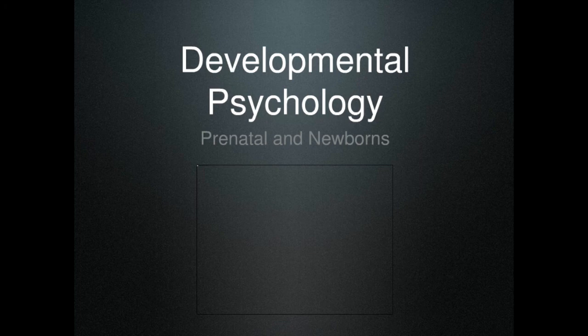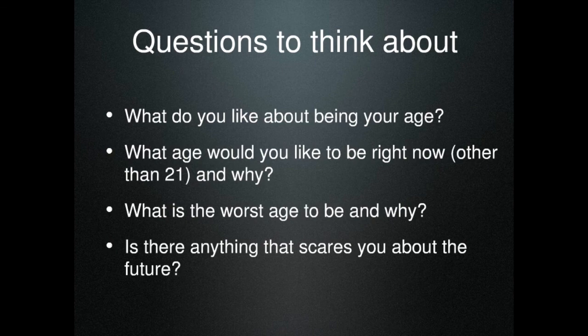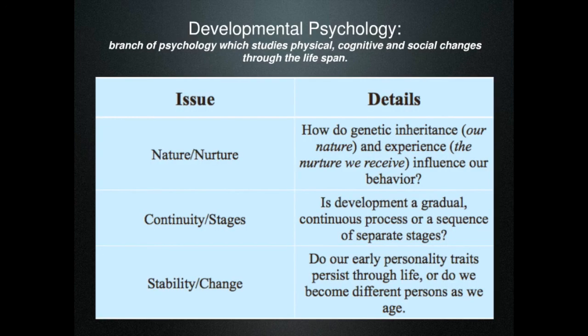All right, developmental psych. In the beginning of developmental psych, we talked about prenatals and newborns. I asked you these great questions: What do you like about being your age? What's the worst thing about being your age? How old is too old? Those are the types of questions that developmental psychologists deal with. These are the major issues covered in developmental psychology. We've got nature versus nurture. Obviously, that's a question that we try to answer in every single unit. Is what we're looking at a result of nature or nurture?